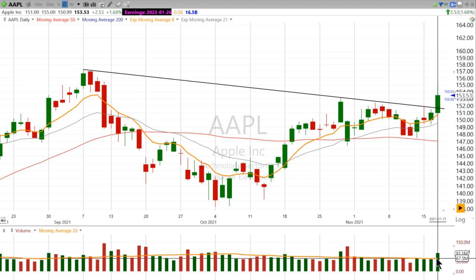And you can see they did it on a nice pickup in volume here. So we have a nice downward sloping trend line, a breakthrough coming on higher than average volume. That is my kind of setup. So I live for setups like this. And so a bunch of us took a bite of Apple today and are riding this potential start of a new trend.